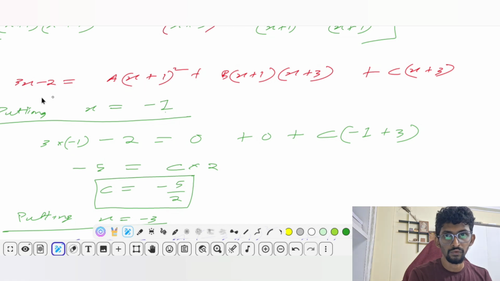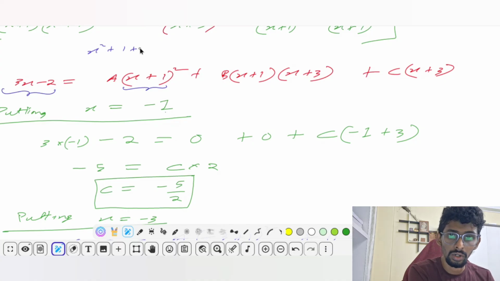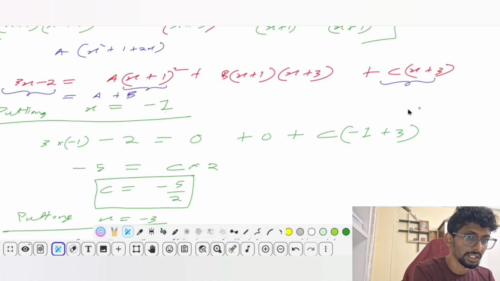Now see, the coefficient of x square in LHS will be 0 because x square is not there. Okay, we have to observe this carefully. And for the RHS part, if you expand this, you will get x square plus 1 plus 2x. So you will get a as the coefficient from this part. From this part you will get b, so plus b, and this is linear, you will not get any coefficient of x.